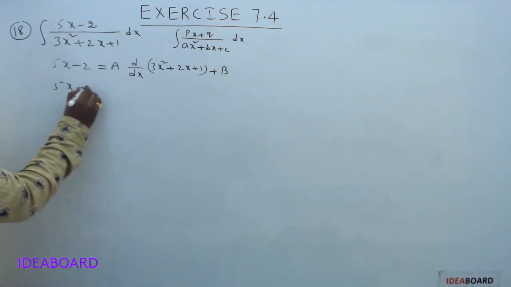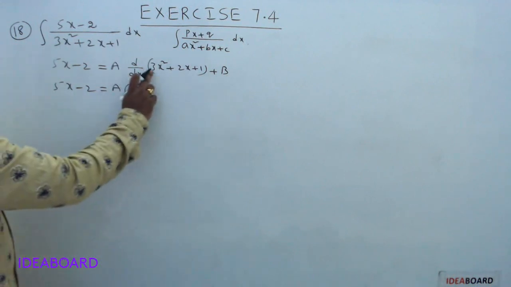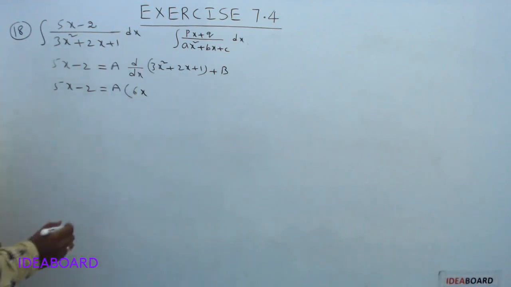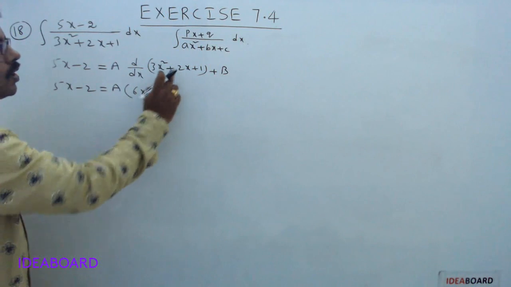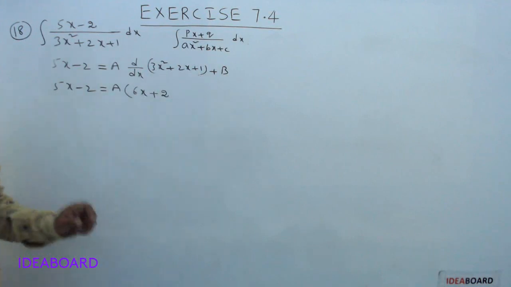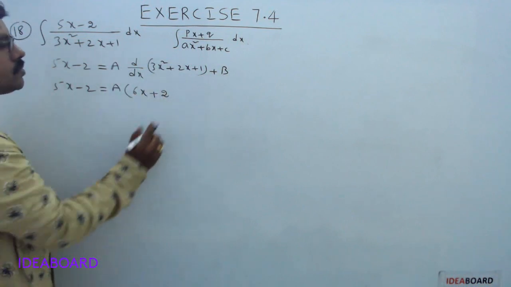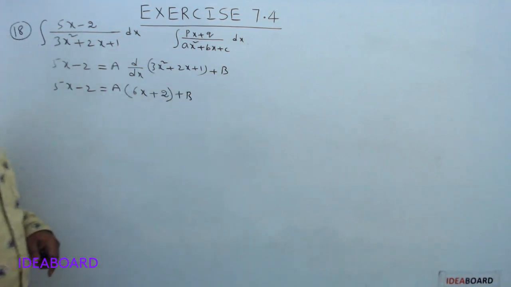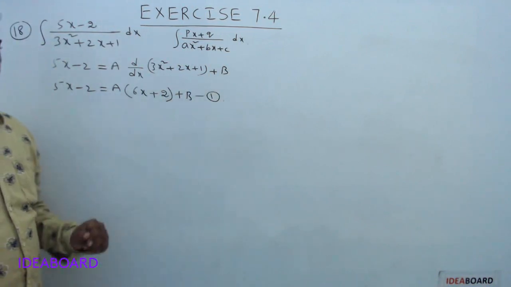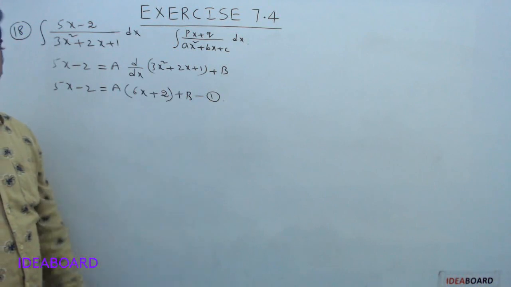Now 5x − 2 equals A into the derivative of this expression: 3 into the derivative of x², which is 2x, so 3 into 2x, that is 6x, plus the derivative of 2x, which is 2. 1 is the constant, its derivative is 0. So the derivative of 3x² + 2x + 1 is 6x + 2, plus B. Call it equation 1. Now here A and B are the unknown values. How to find the values of A and B?